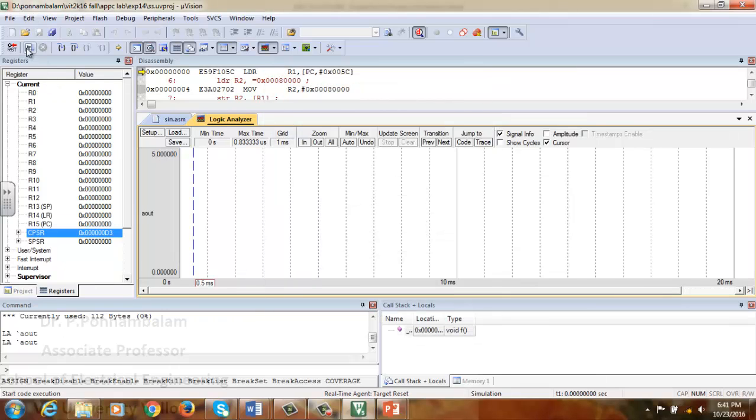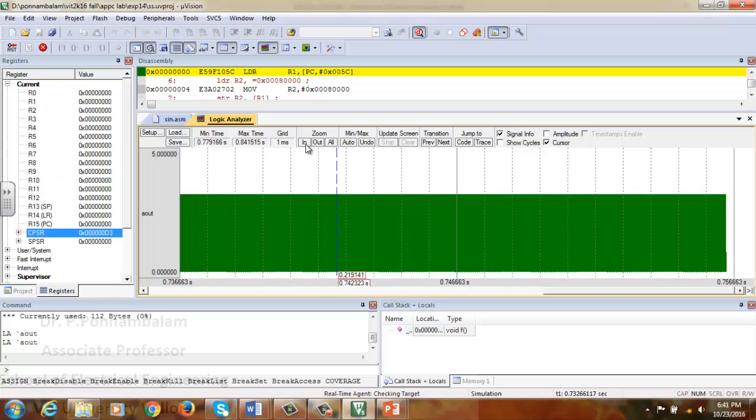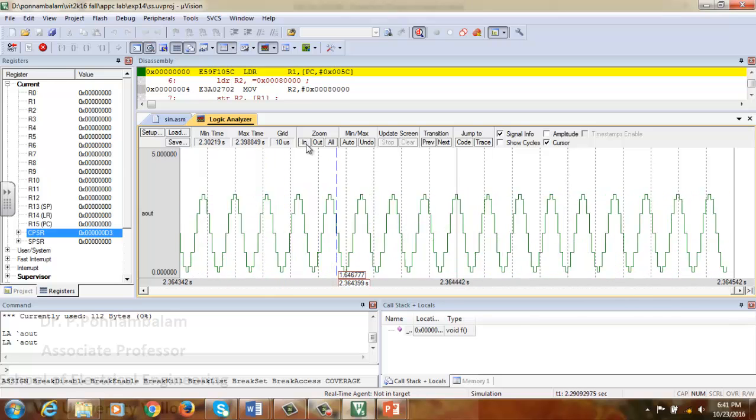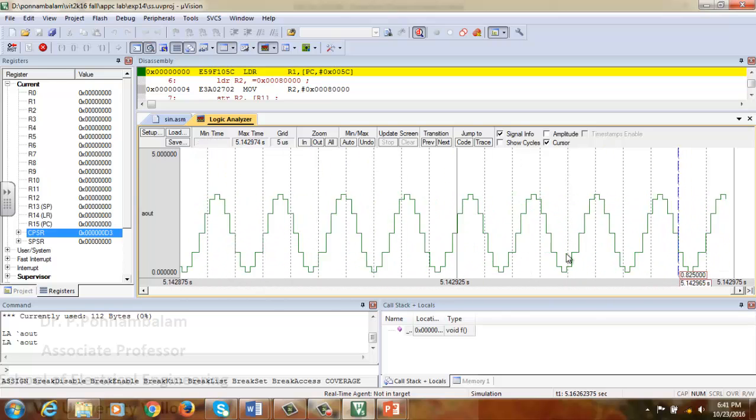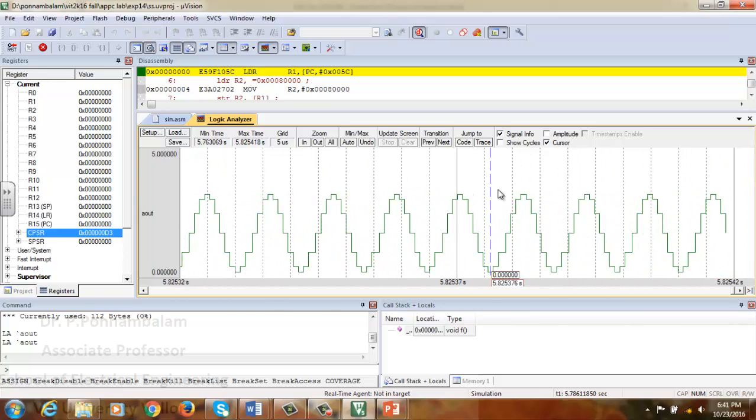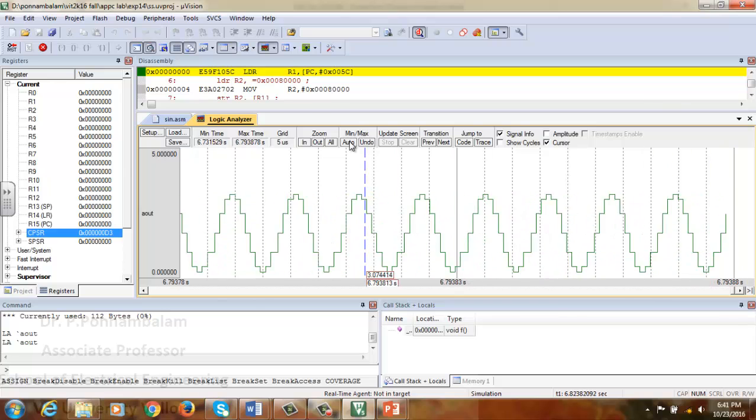Now we'll run the program. If it shows shading, just click zoom in, and you can see the waveform of a sine wave that is being created by our program.